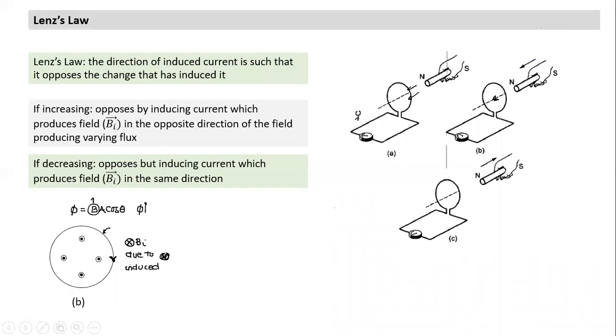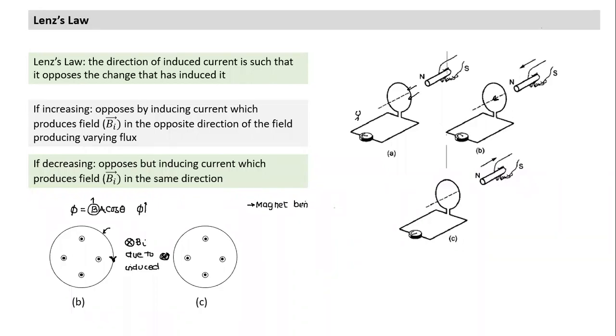Now let's take case C. Which case is this? Third case. Now what is happening in this case? Which side is the magnet being moved? Away. Let's write one by one. In this case, the magnet is moved away. What is the effect of the magnet being moved away?